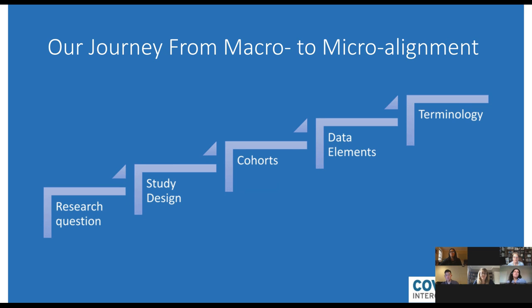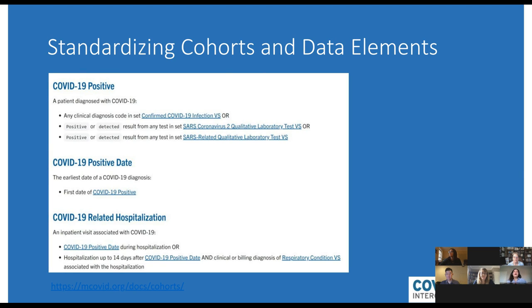What codes do we use to define COVID positivity? What LOINC codes, laboratory tests, do we use to determine COVID-19 positivity, and so on? And that's really where the work with the Interoperability Alliance really started. This is just an example of how we standardize some of the cohorts and data elements.